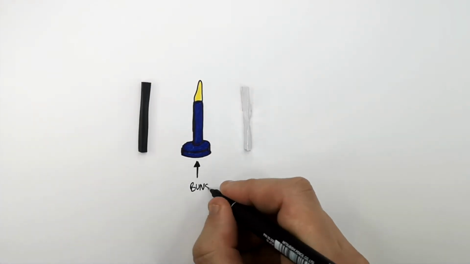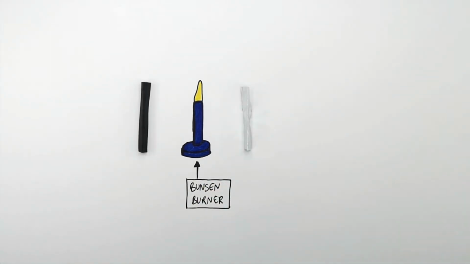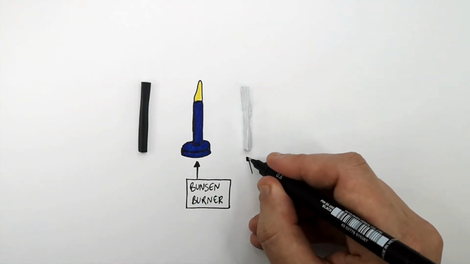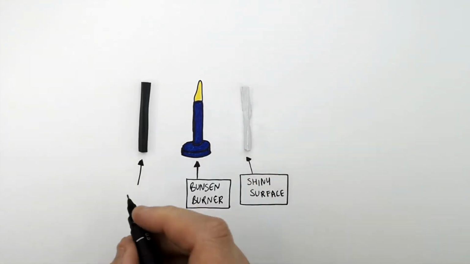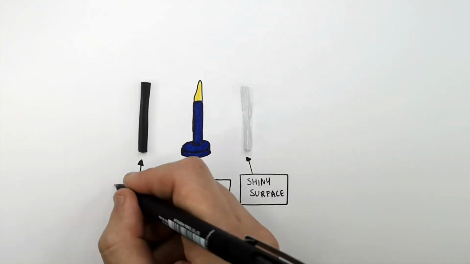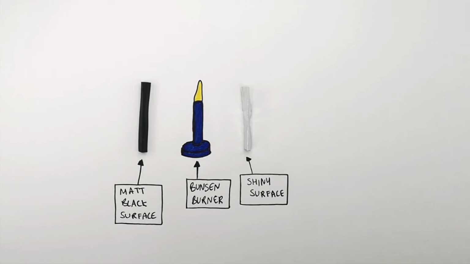So this here is the Bunsen burner, which emits infrared radiation. This here is the metal plate with the shiny surface, and this here is the metal plate with the matte black surface. So the different surfaces on the metal plates are our independent variable. It's a variable that we're changing. We're not measuring their surfaces.